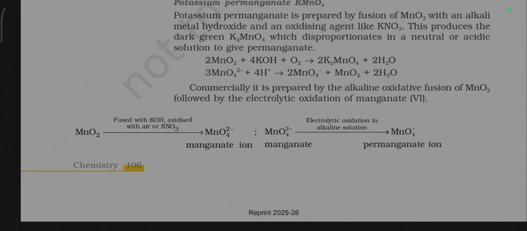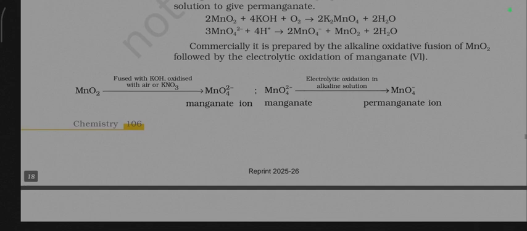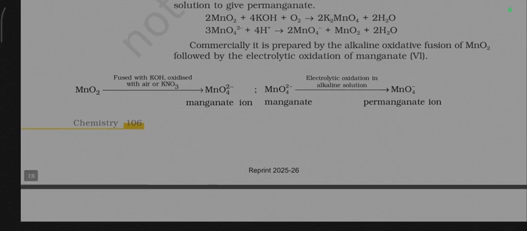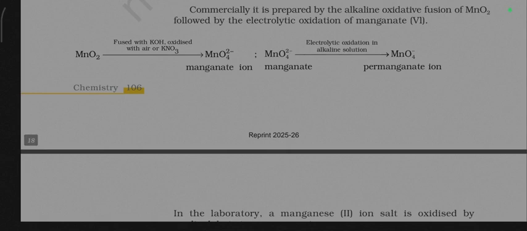Commercially, it is prepared by the alkaline oxidative fusion of MnO2 followed by the electrolytic oxidation of manganate. MnO2 fused with KOH and oxidized with air or KNO3 gives MnO4 2- manganate ion.